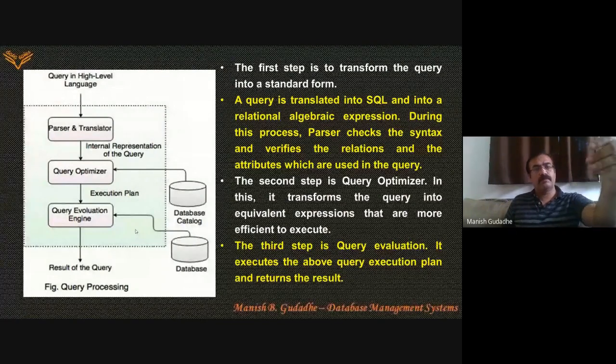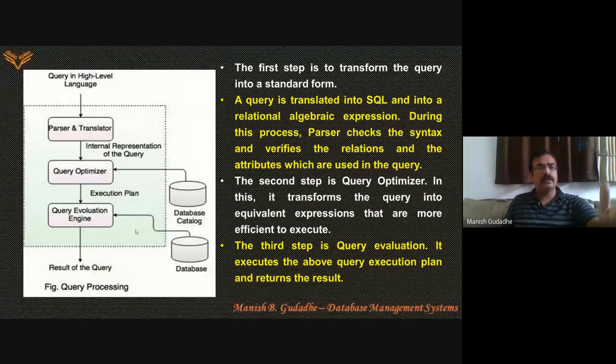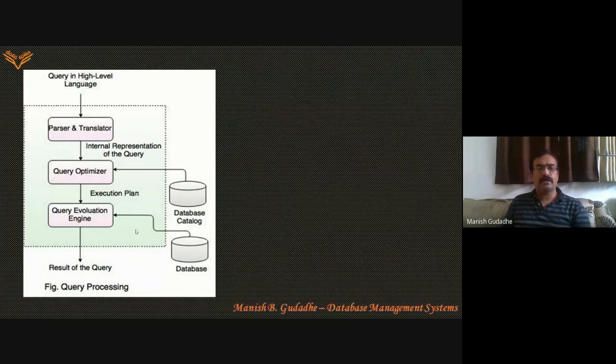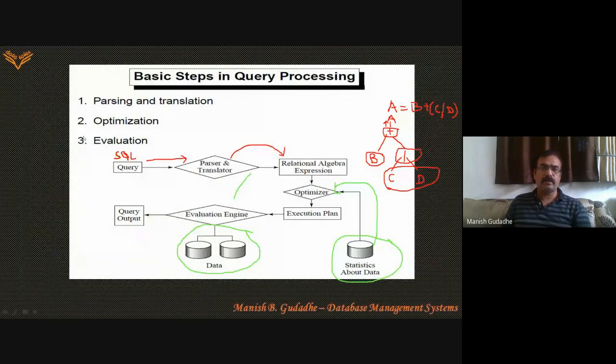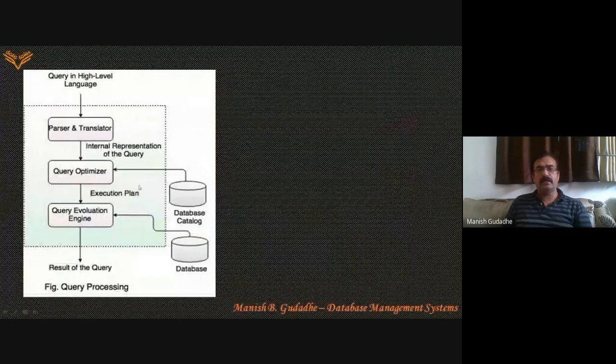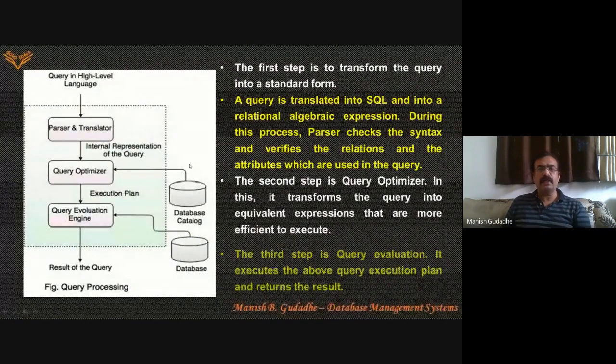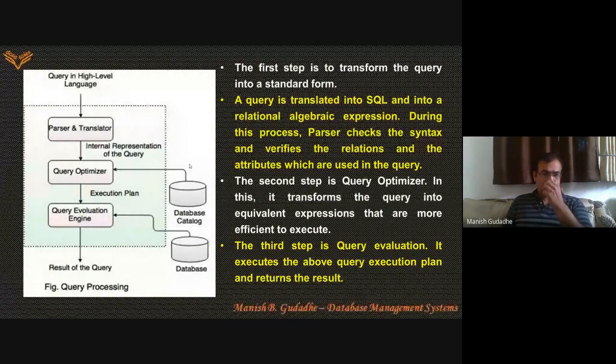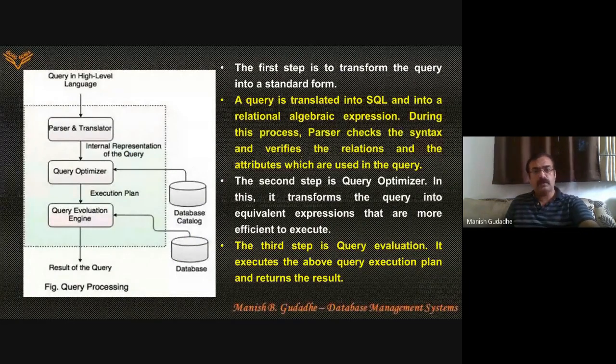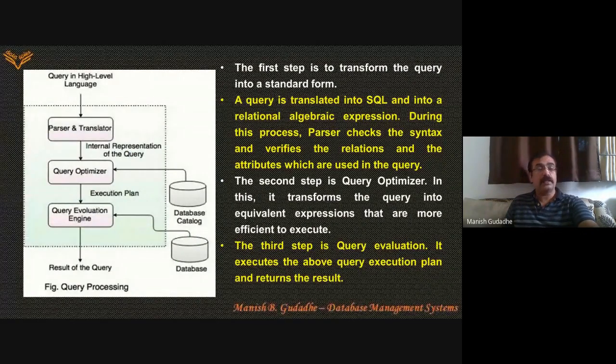The previous diagram was more elaborate. Here we have broadly classified it into three parts, that is parsing and translation, optimization, and evaluation. Okay, so these are the three things query processing has. But if you are asked a question to draw a diagram for it, then you better go for this diagram, and this explanation can help you. Okay, so this is your query processing. These are your query processing steps.